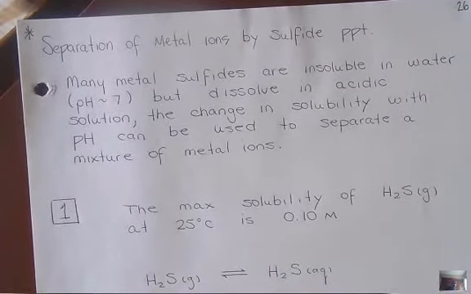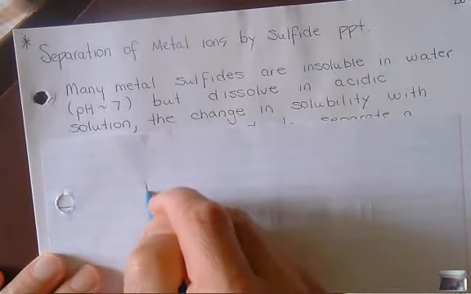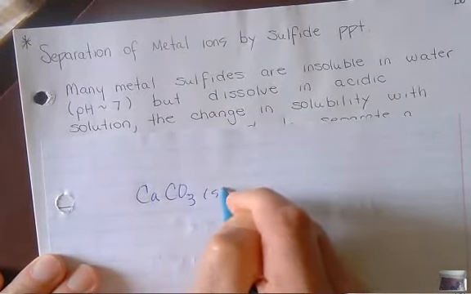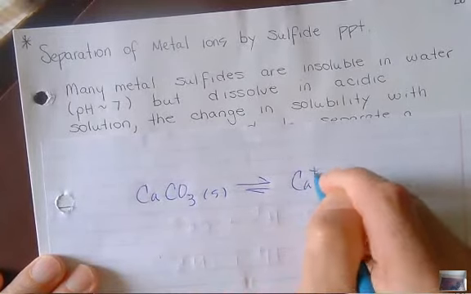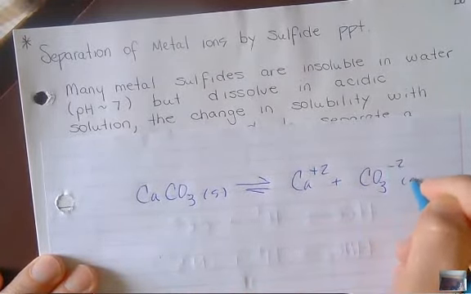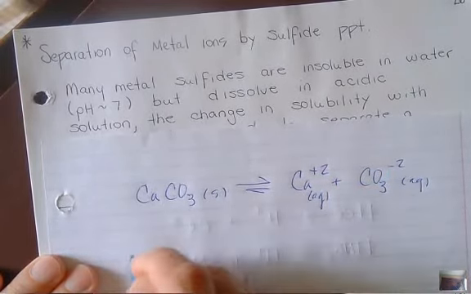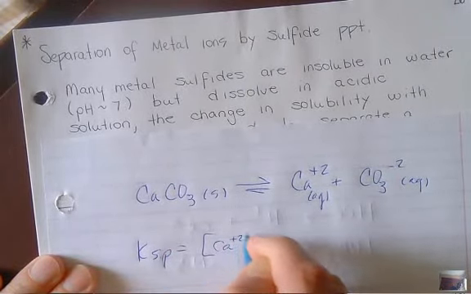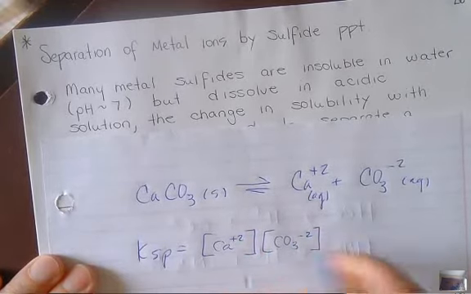I'll show you that pretty quickly. A different sheet of paper. So here was my precipitation reaction, right? How much calcium carbonate could I get to dissolve? It's definitely going to be a function of pH. Why? Because this equilibrium, this is the KSP, right? KSP is equal to the calcium ion concentration times the carbonate ion concentration.